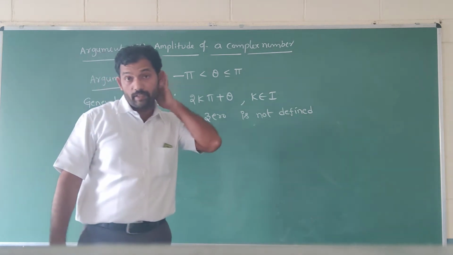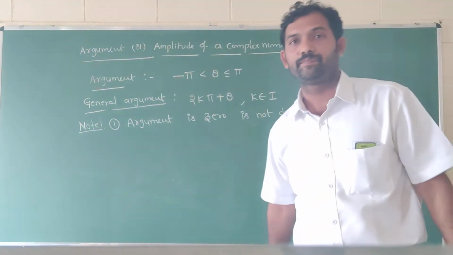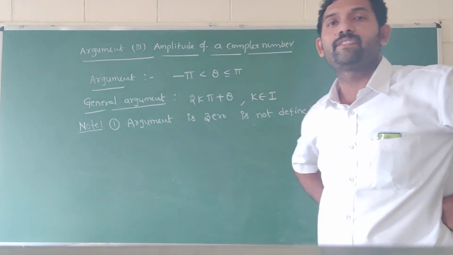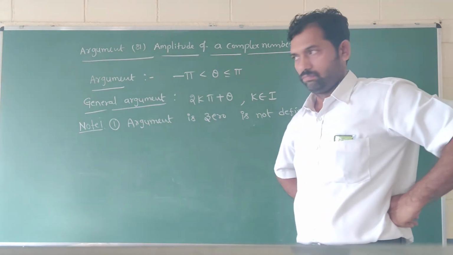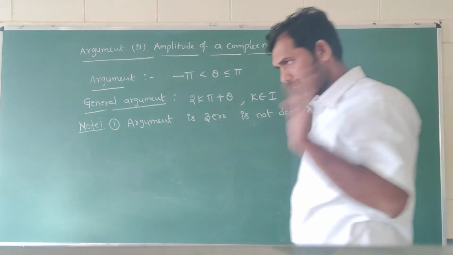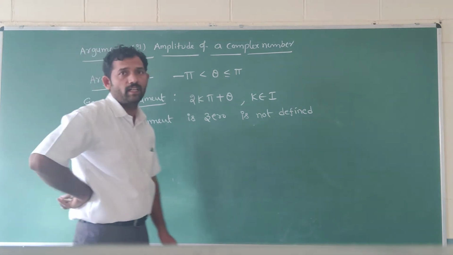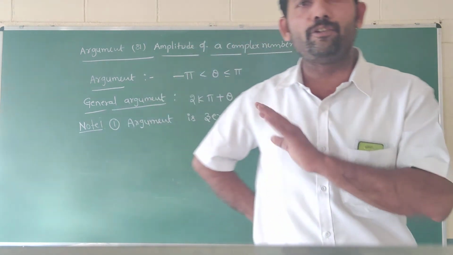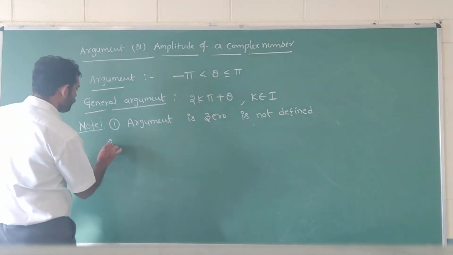So argument 0 means the complex number is not defined. Argument 0 is not defined throughout the complex numbers. So you know that already, arg of z is 0 is not defined. Problem, right? So next one, second point.